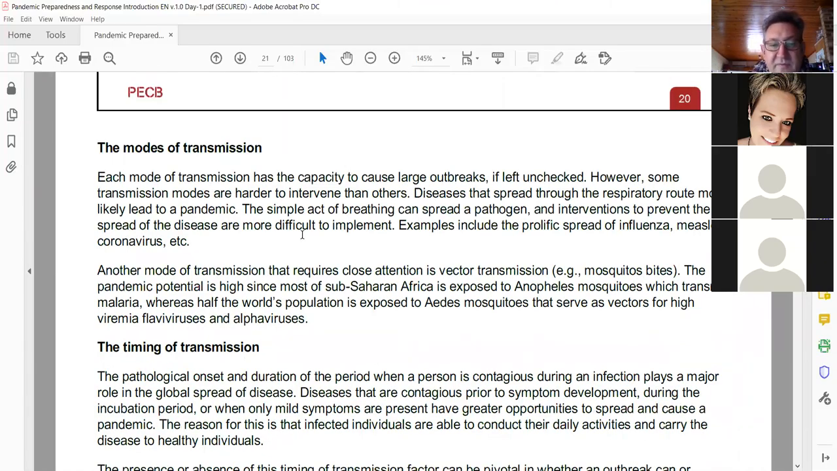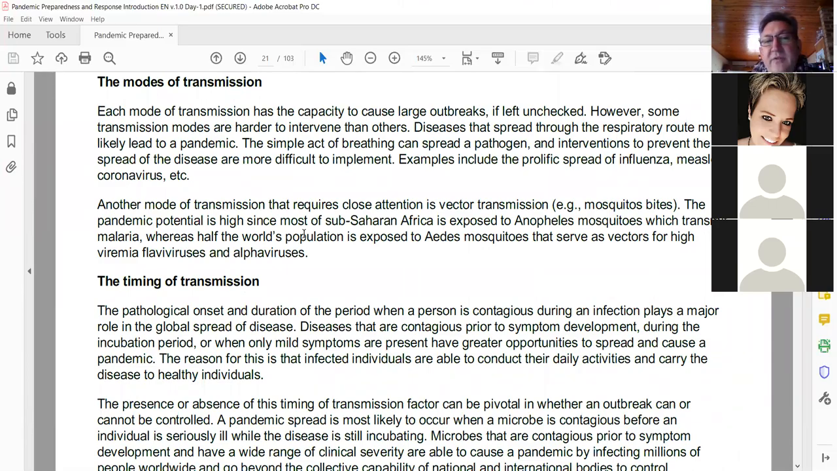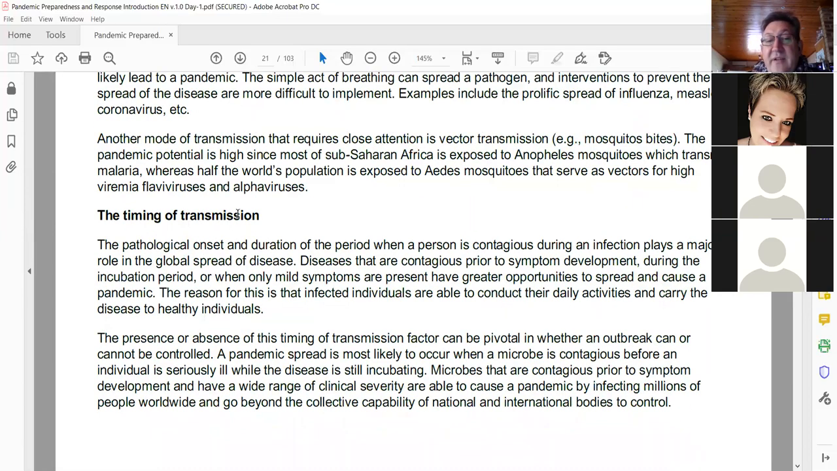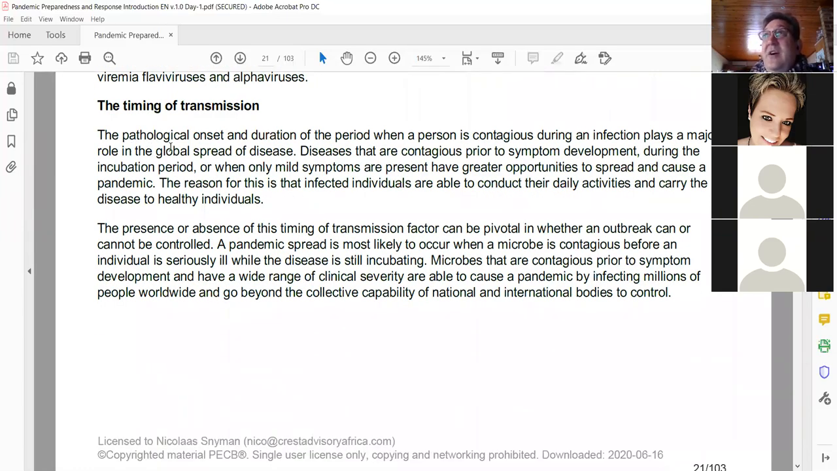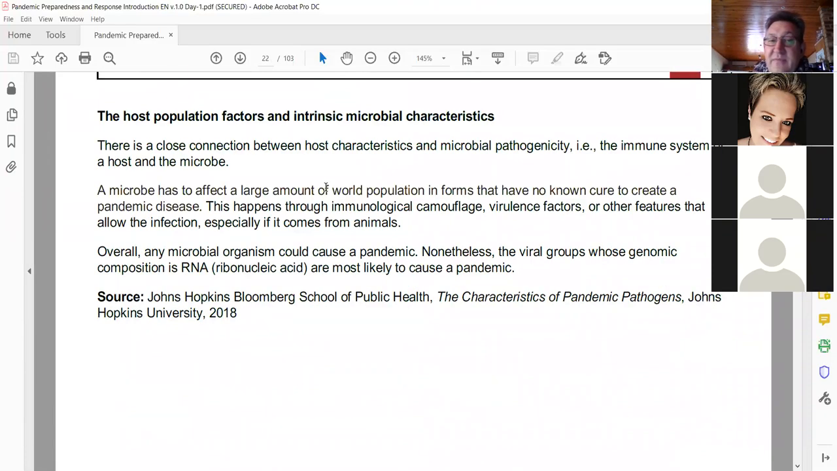Looking at the modes of transmission, each mode of transmission has the capacity to cause large outbreaks if left unchecked. And if you're looking at the timing of the transmission, the pathogen's onset and the duration of the period when a person is contagious during an infection play a major role in the global spread of the disease. And so there are those two, and then the population factors and the intrinsic microbial characteristics.